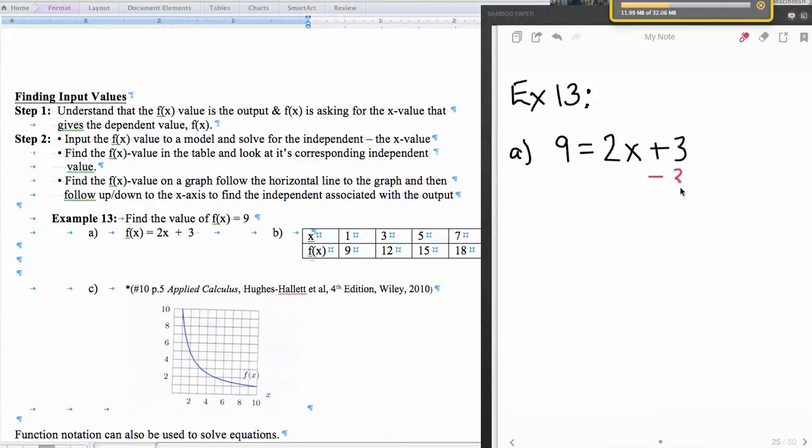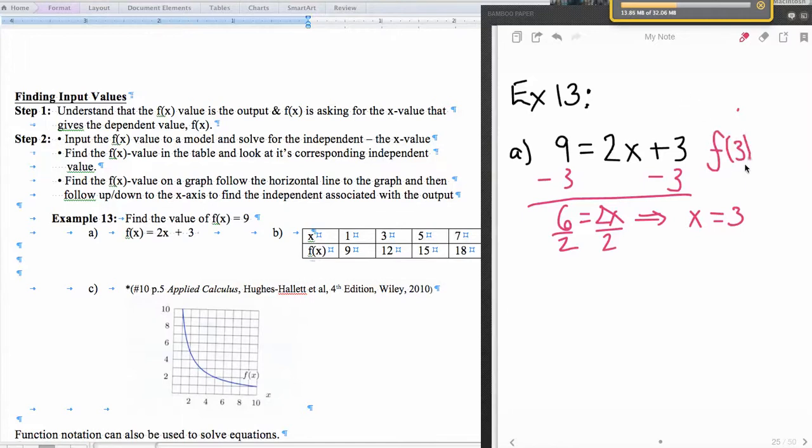And so I'll go ahead and solve it. I'll use my addition property first, and then once I have that, then I can use my multiplication property to multiply by the reciprocal and finish it up. And so now I know that x is equal to 3. And once I have that, then I can rewrite this, right, that f of 3 is equal to 9. And that says the whole story right there.